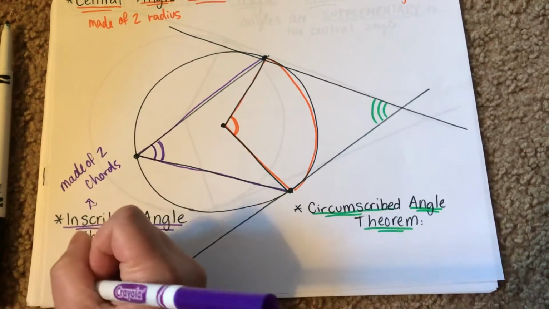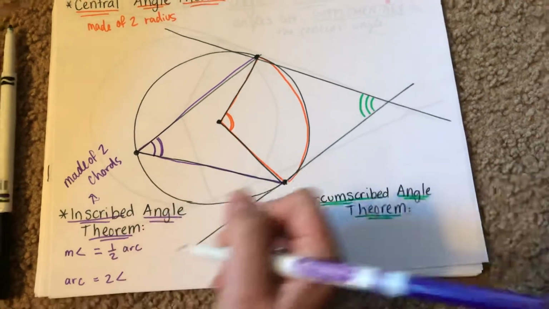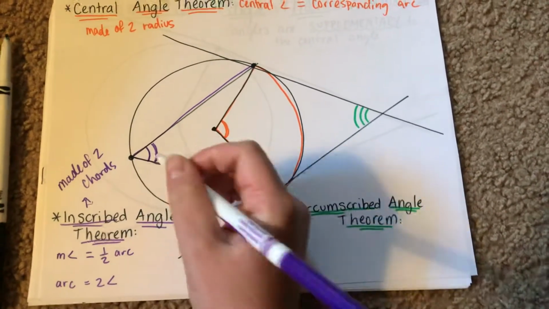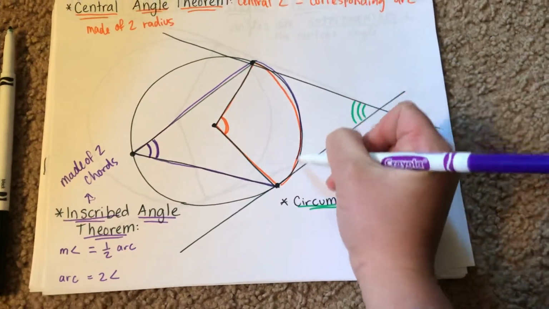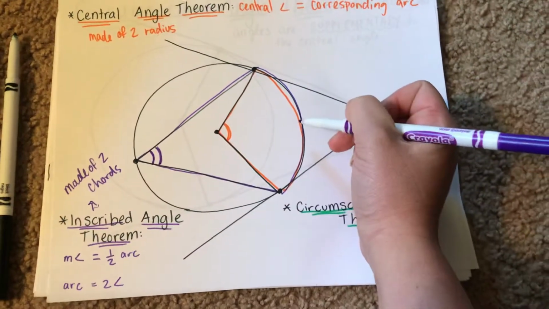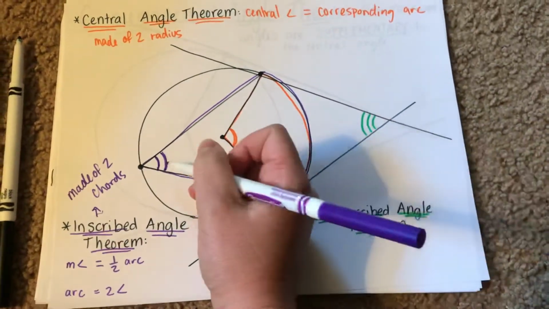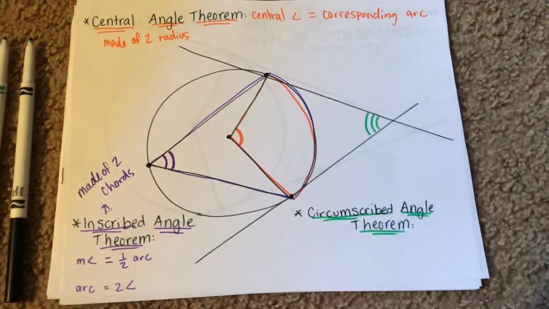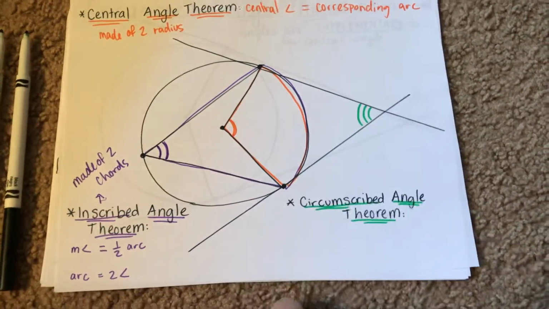And our arc is the same as double the angle. So if this was 30 degrees, our corresponding arc would be double that, so that would be 60. Or if this arc was 100 degrees, our angle would be half of the arc, so that would be 50 degrees. So just remember, the angle is smaller than its corresponding arc. That's what we should have learned last week.